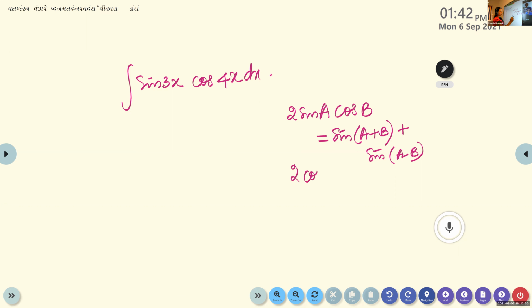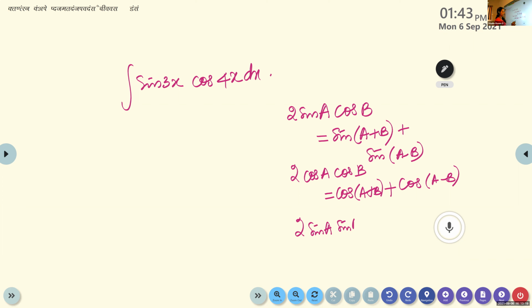What is 2 cos A cos B? Check it, children. Srihari, what is 2 cos A cos B? It is cos A plus B plus cos A minus B. What is 2 sin A sin B?